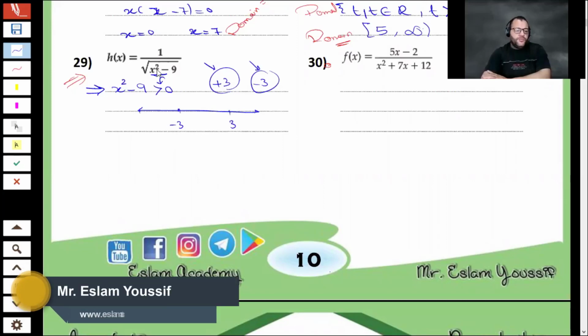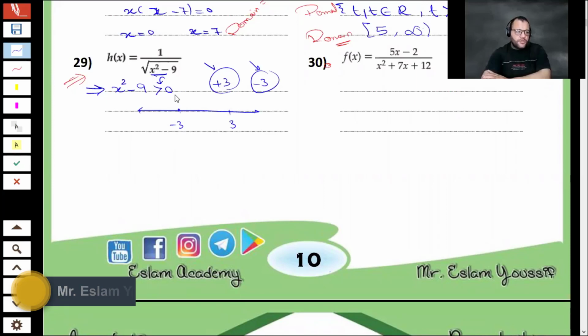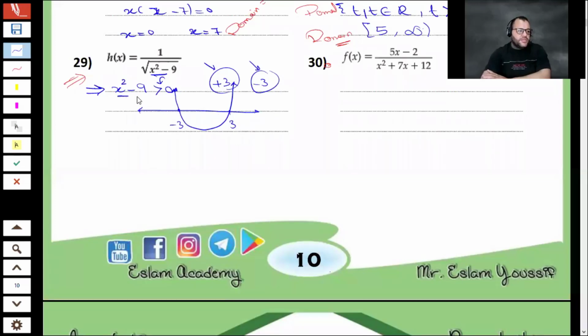And how will the parabola look? Because x power 2 is positive, the parabola opens upward. You remember how we can graph the parabola? Okay. So it means I need x power 2 minus 9 greater than 0. It means I need the part above the line. Which part is above the line? This part, outside. Above the line means going from 3 to the right, and going from negative 3 to the left.